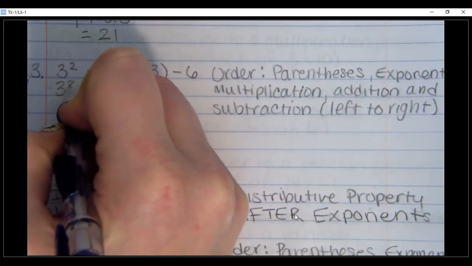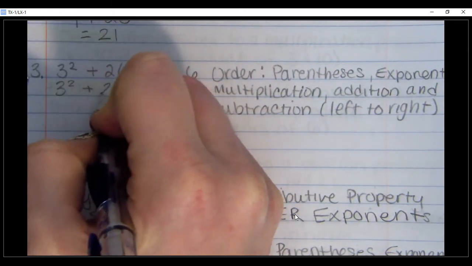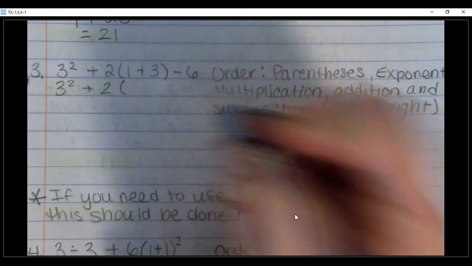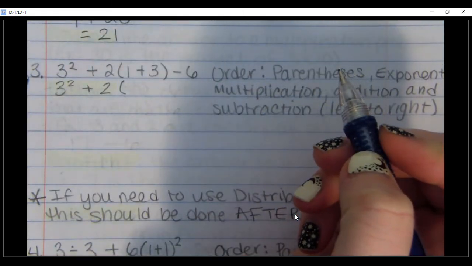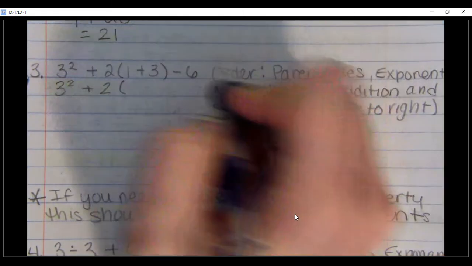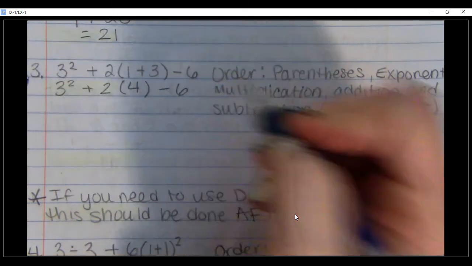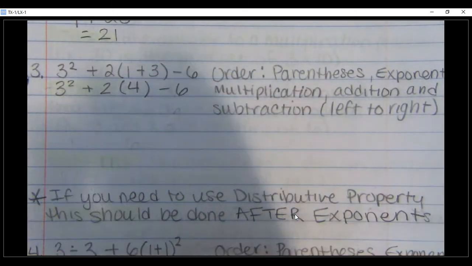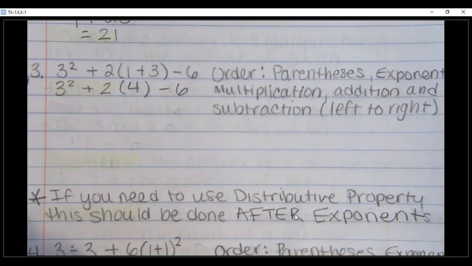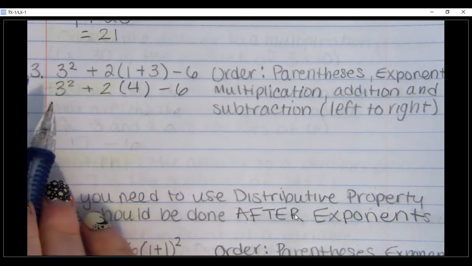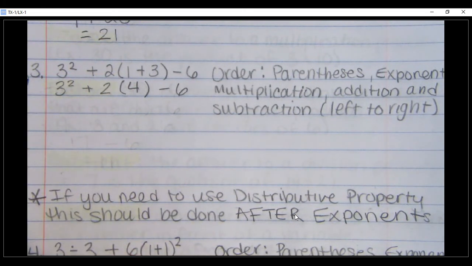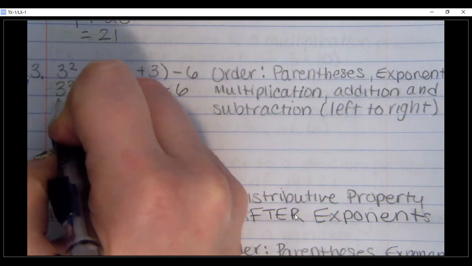So I'm not doing anything with 3 squared yet, nothing with that 2. But inside those parentheses, I can solve that by doing 1 plus 3, which is equal to 4. Again, I haven't used that minus 6 yet, so just bring it down. Okay, I've done what's in parentheses. My next step would be exponents. And hey, look at that. I do have some exponents right here. 3 squared does mean 3 times 3.